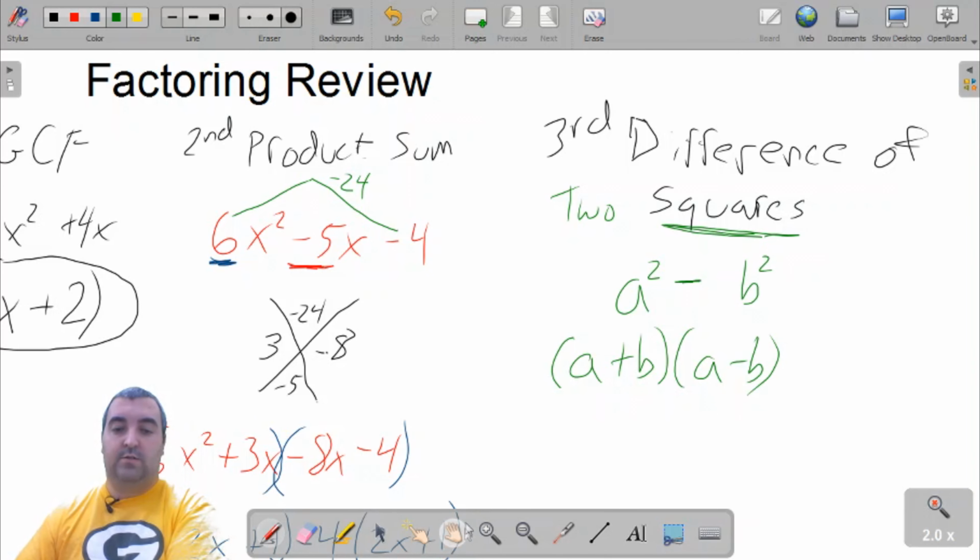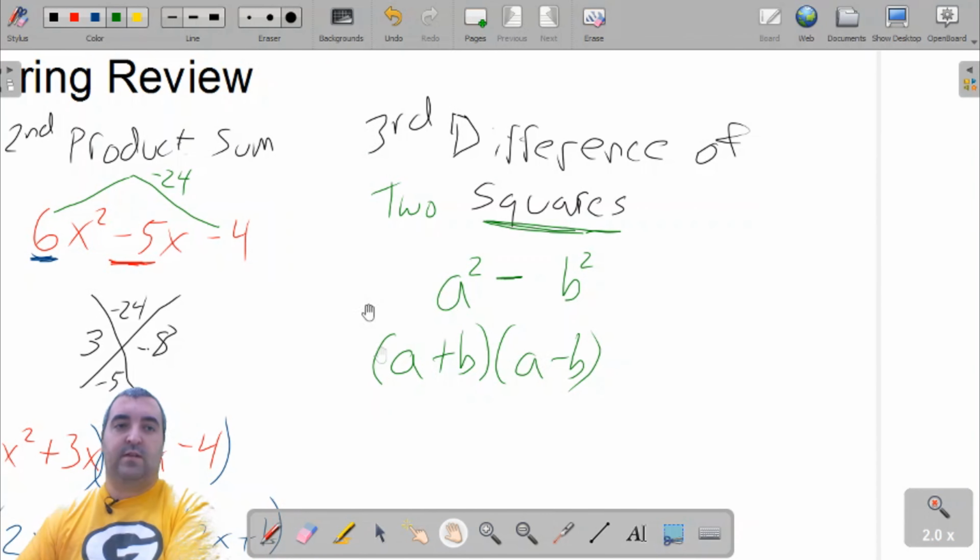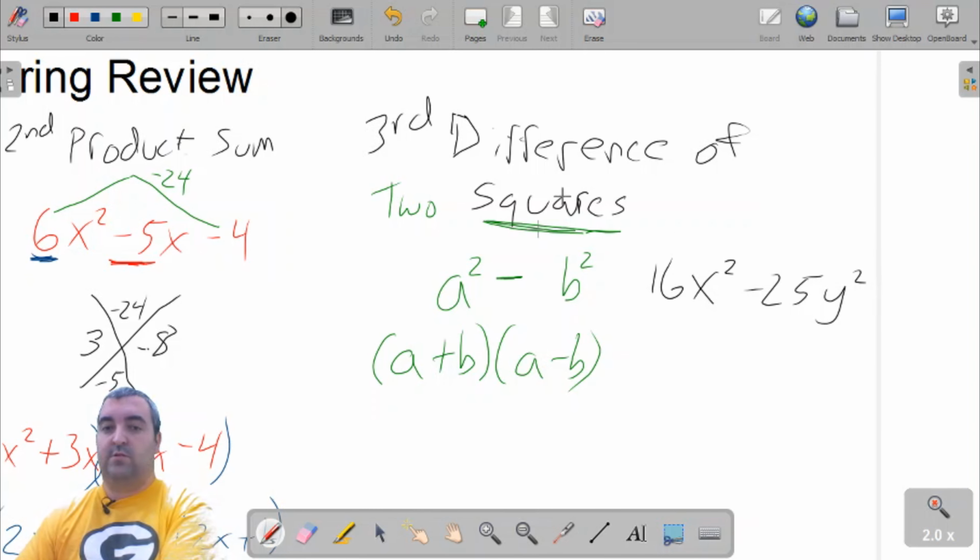Okay, so just to see an example with one that you would probably see more than just a squared minus b squared, something like x squared minus 25, and we can even make it a little difficult. Let's go with this, 16x squared minus 25y squared. So we have x squared, y squared, those are clearly squares. 16 is 4 squared, right? 25 is 5 squared.